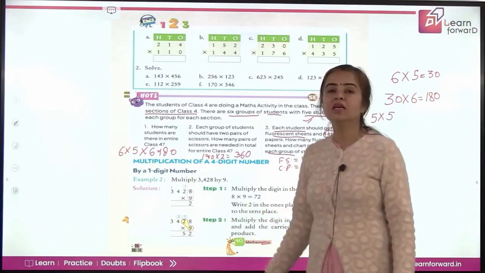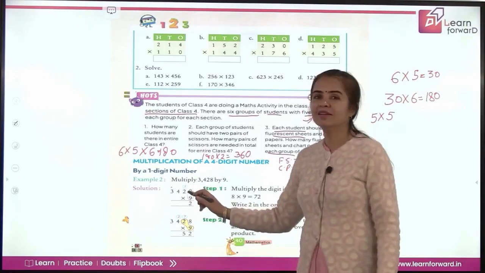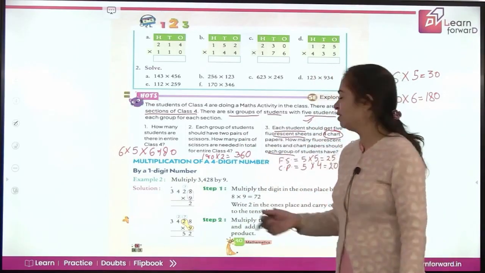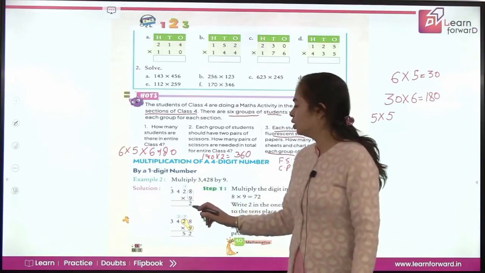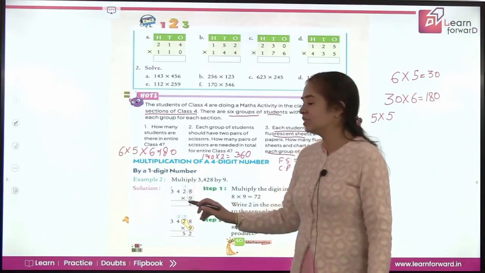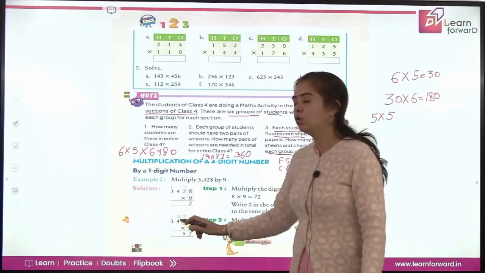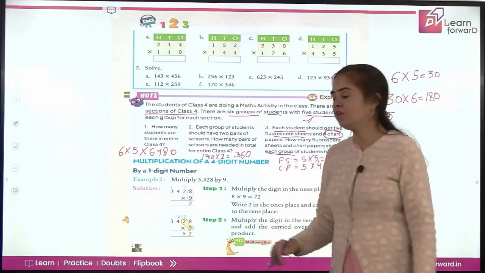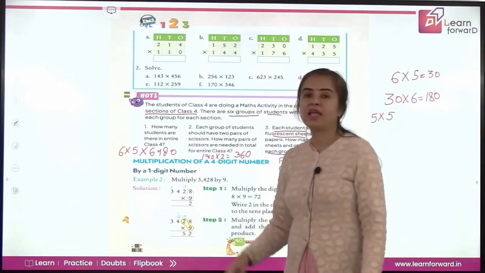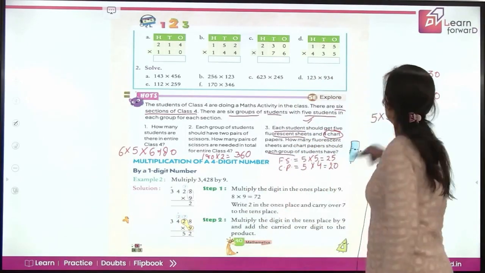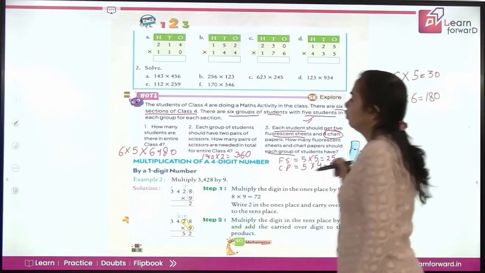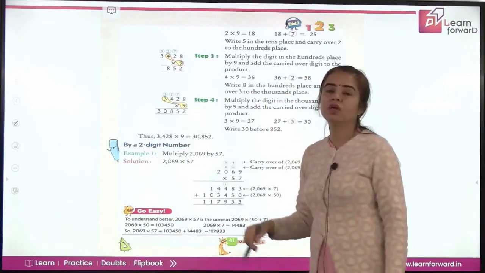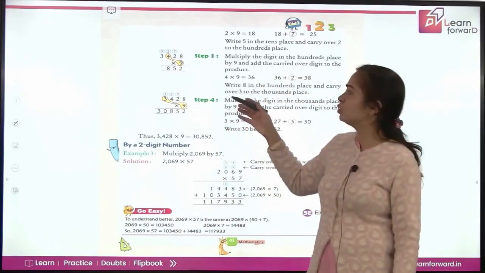9 times 8 is 72. You get 2 here. Because I know the dodging. If you don't know, you will have to read the table. Okay. 9 8s are 72. 2, carry over 7. In the next step, now you will be multiplying 9 by 2. 9 2s are 18 and 18 plus 7 is 25. So, I get 5 here and carry over 2. Next, I will be multiplying 9 by 4 in the next step and then will be adding the carryover. So, 9 4s are 36 plus 2, 38.